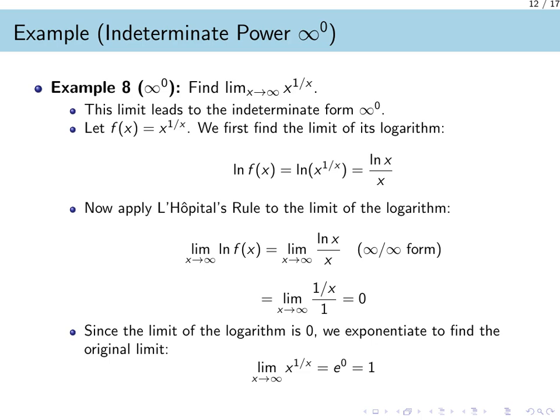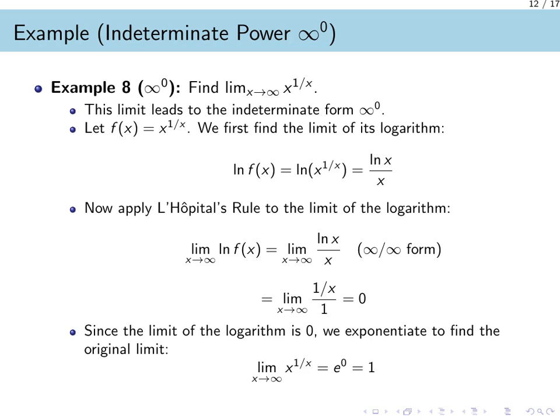To solve it, we first find the limit of the natural logarithm of the function, which simplifies to the fraction natural log of x over x. As x approaches infinity, this gives us the indeterminate form infinity over infinity, so we can apply L'Hopital's rule.